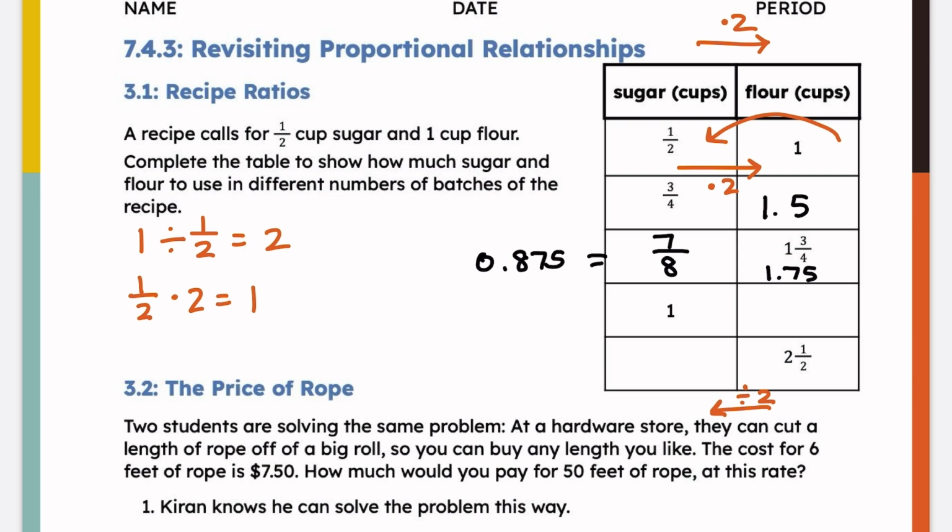0.875. That is the same number as 7/8. We just have it in fraction form or in decimal form. Let's continue filling out the table.